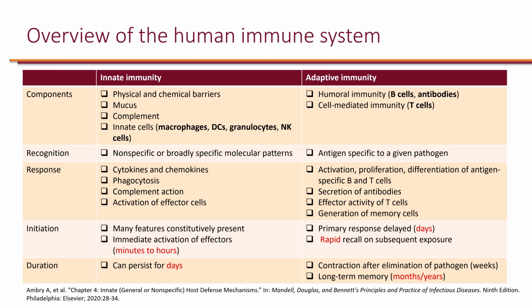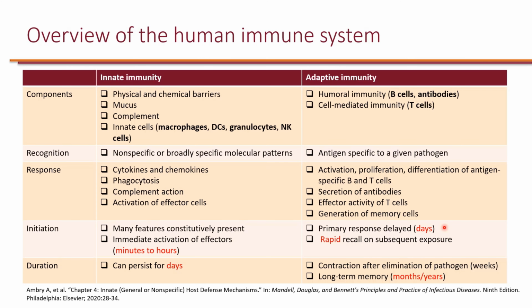And the actual response is through activation, proliferation, and differentiation of antigen specific B and T lymphocytes. It involves secretion of antibodies that can fight pathogens, as well as effector activity of T lymphocytes, and of course generation of memory cells, which lead to long-term immunity. And these mechanisms get activated either through actual natural infection or through immunization.